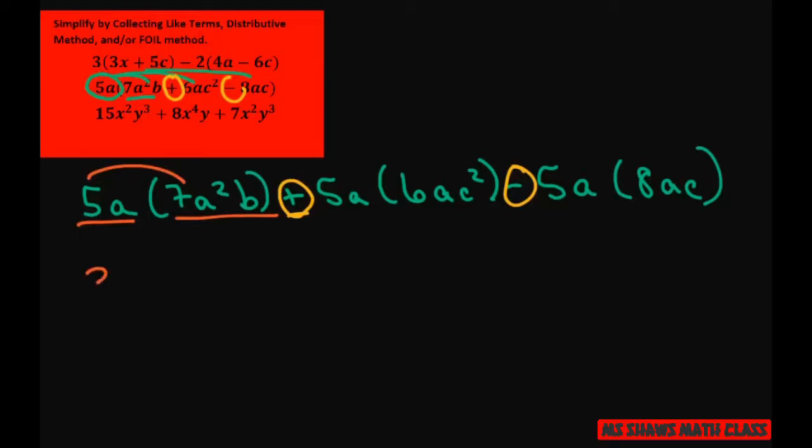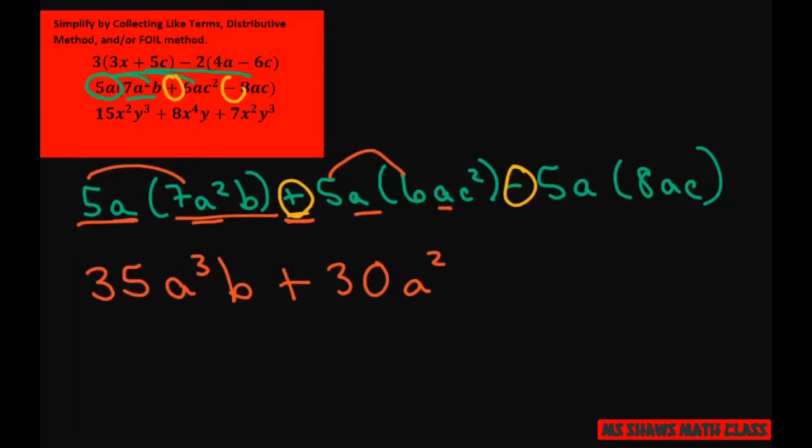Multiply your coefficients. That's 35. A times A squared is A cubed. And we still have the B. Copy down your plus. 5 times 6 is 30. A times A is A squared. And still have your C squared. Okay, so then this is going to be minus 40 for negative 5 times 8. A times A is A squared. And we have 1C.